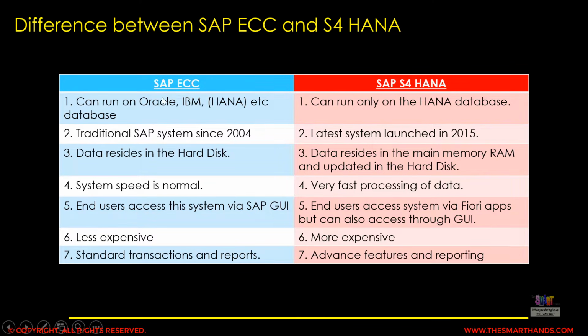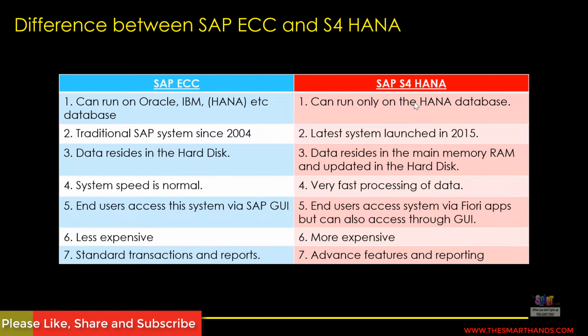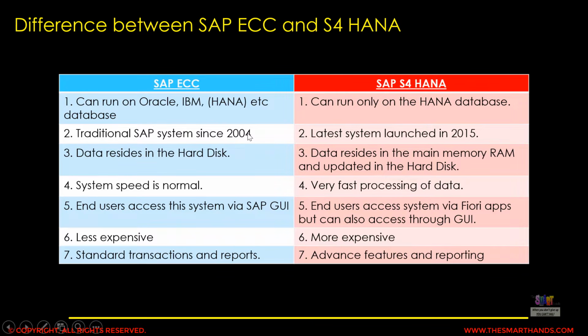Here on the left-hand side you can see ECC, which we can run on any database, for example Oracle, IBM, even on the HANA database. The latest S4 HANA can only be run on the HANA database, which is very fast. Point number 2, ECC is the traditional SAP system since 2004, whereas S4 HANA was launched recently in 2015. Point number 3, in ECC data resides in the hard disk, whereas in S4 HANA data resides in the main memory, RAM, and is updated in the hard disk. Because the data resides in RAM, in memory, it provides faster access to the data.